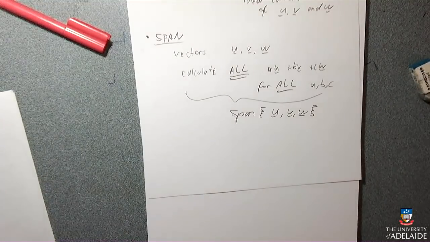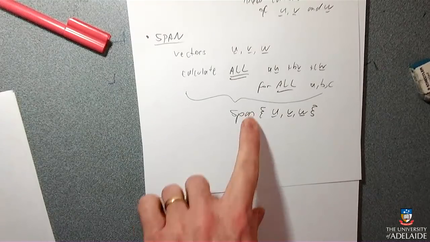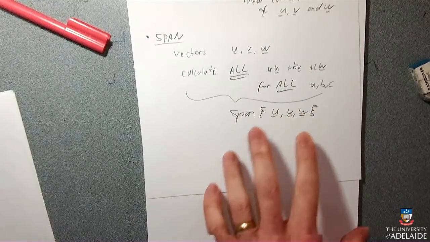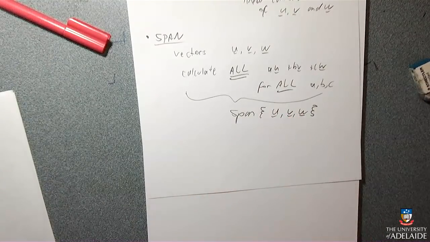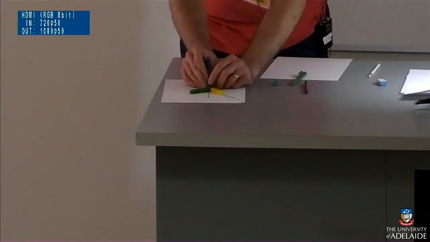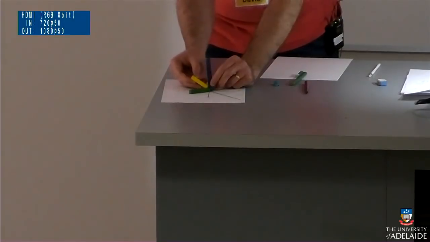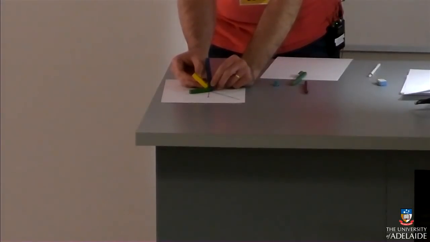Okay, so that's what span is. When I whack span onto these vectors, it turns these 3 vectors into the entire space. If instead of those 3 vectors, I had these 3 vectors, then I would actually not make the whole of space.